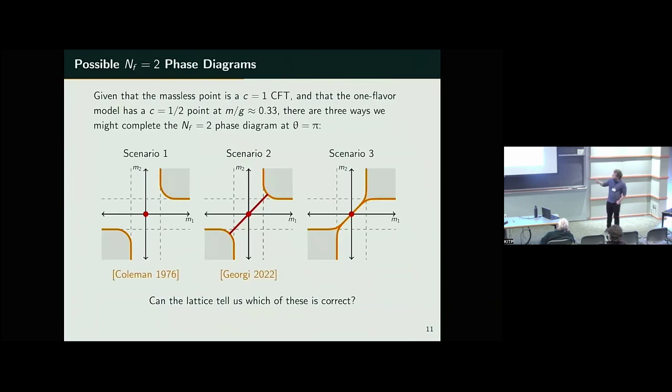So if we're given that this massless point is the c equals 1 CFT, the SU(2) level 1 model, and then we've got these lines corresponding to the one-flavor phase diagram when one of the fermions is very massive, there's sort of three ways I could fill in the middle.